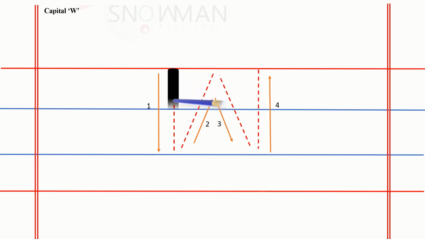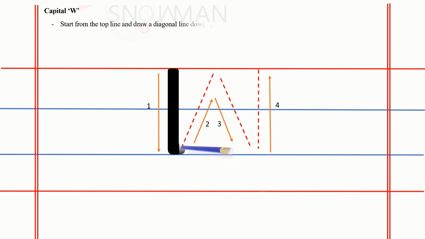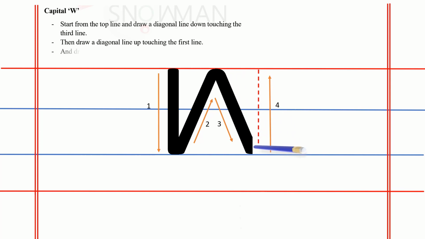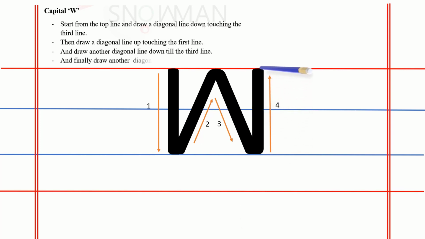Capital W. Start from the top line and draw a diagonal line down touching the 3rd line. Then draw a diagonal line up touching the 1st line. Draw another diagonal line down till the 3rd line. Finally, draw another diagonal line up touching the 1st line.